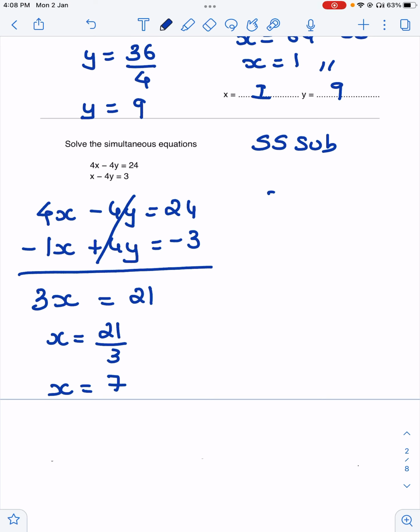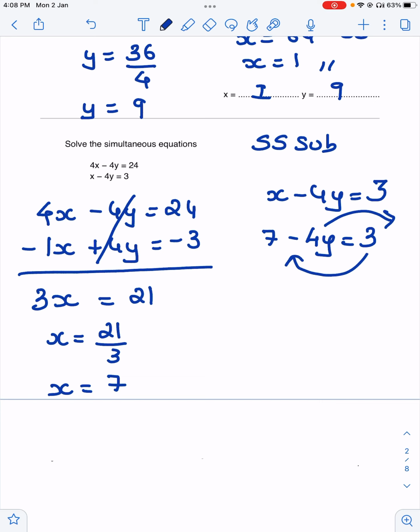Let me substitute this in the second equation this time. So 7 minus 4y is equal to 3. Now what do I do? I take minus 4y this side and plus 3 this side. So I get 7 minus 3 is equal to 4y.